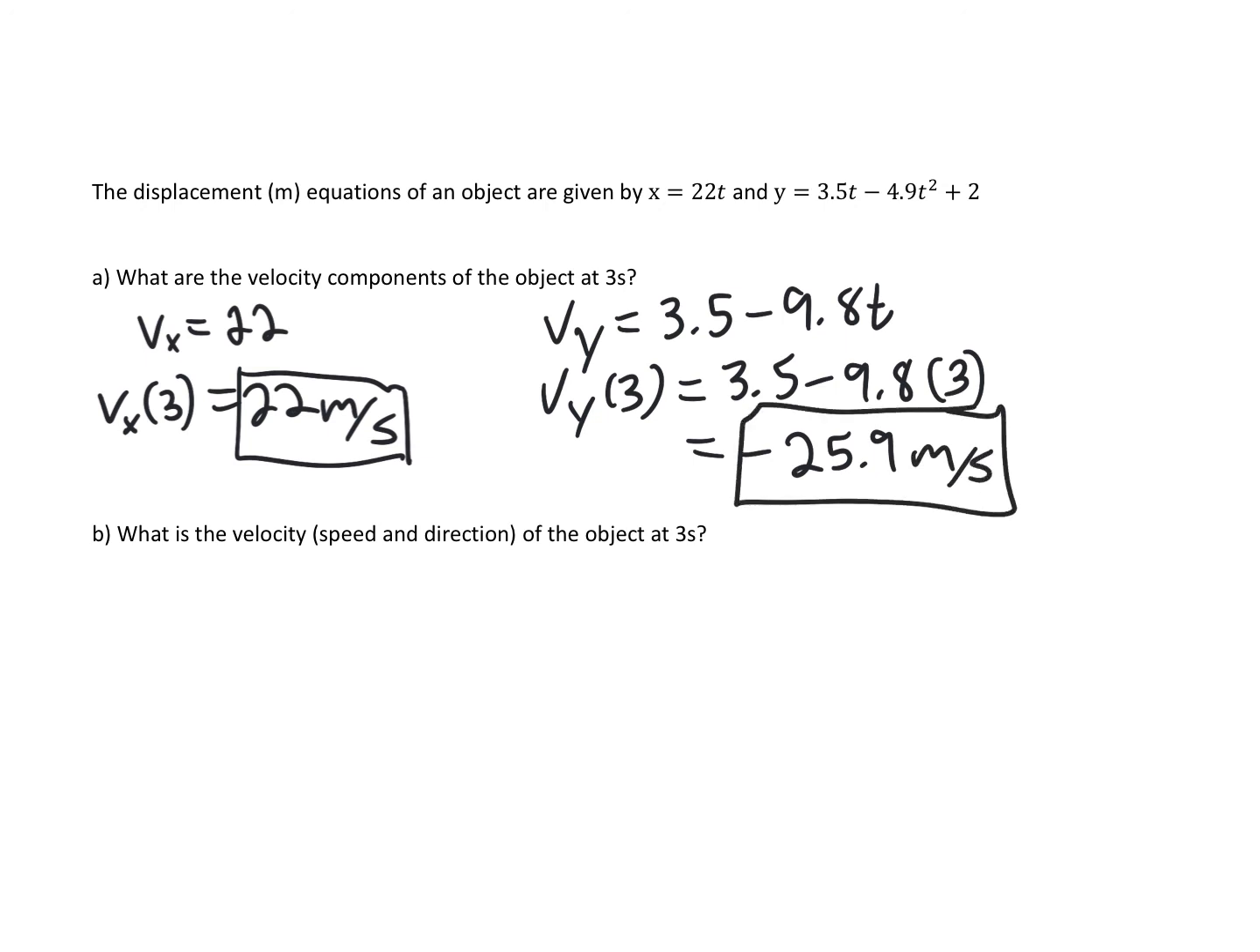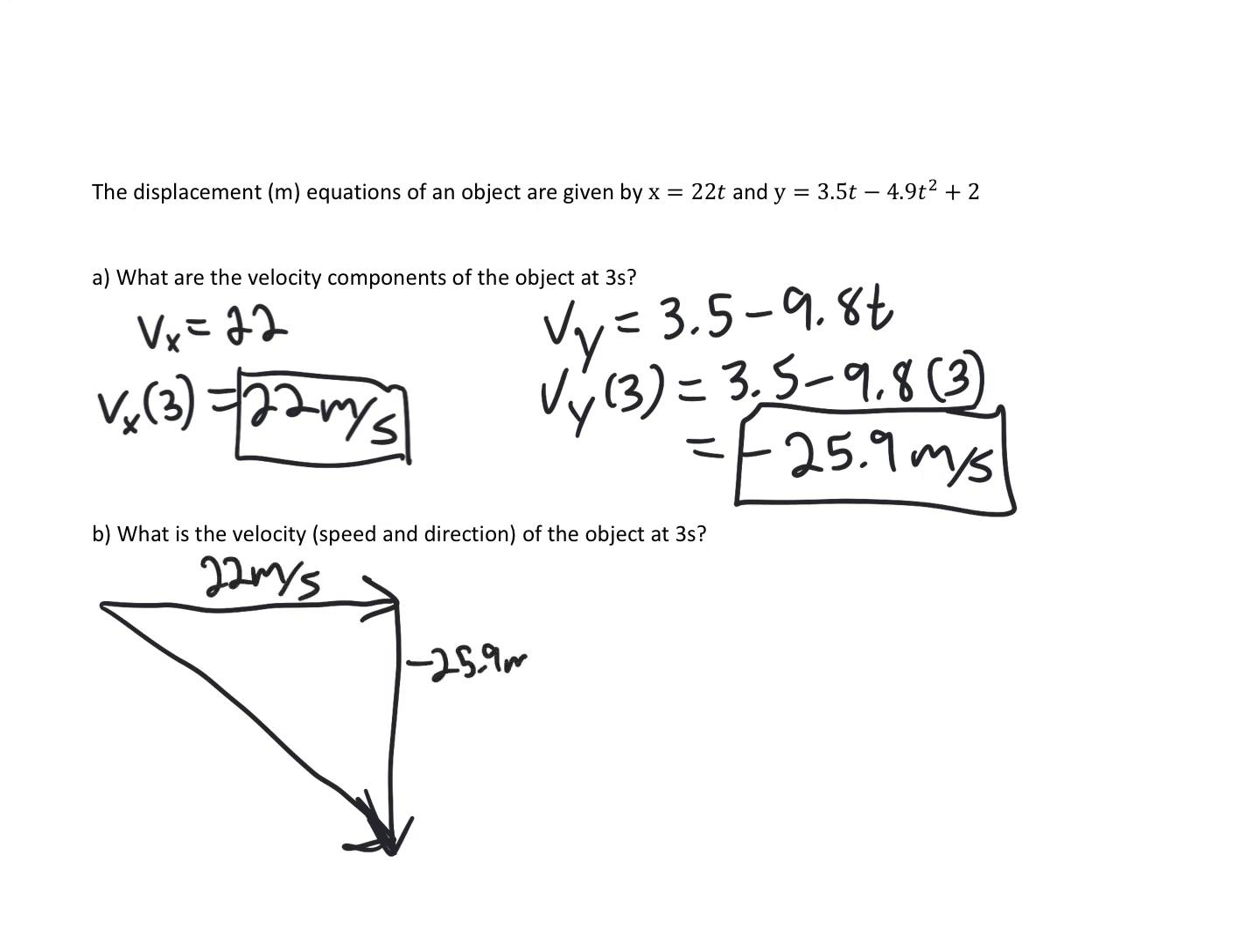So these are the components of velocity. Now part B, I'm asking for the velocity. And remember, velocity is a vector, so vectors have speed and direction. So one of the easiest ways to look at one of these is just to draw out your vector diagram or velocity triangle. So we have 22 meters per second this way, negative 25.9 meters per second down, and we want to know the velocity overall and the angle. Now to find the overall velocity, we can just use the Pythagorean theorem.